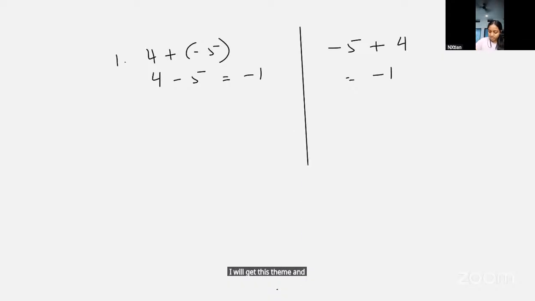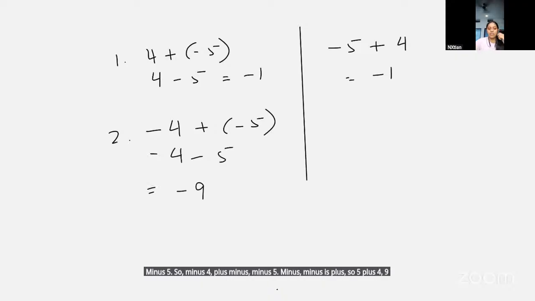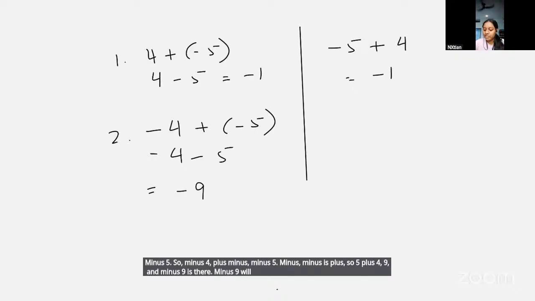Okay, one more question we will see. Minus 4 plus minus 5. Okay, I have to solve this. Minus 4 plus minus 5, so minus 4 minus 5. Minus minus is plus. So 5 plus 4, 9, and minus 9 is there. Minus 9 will come.